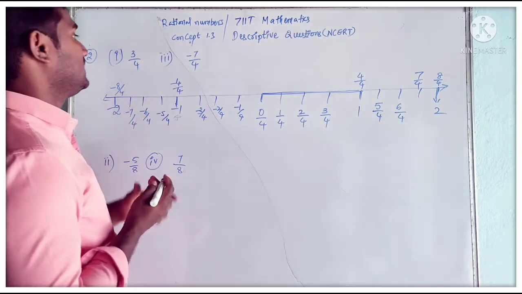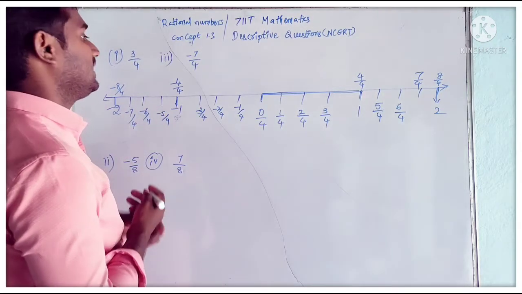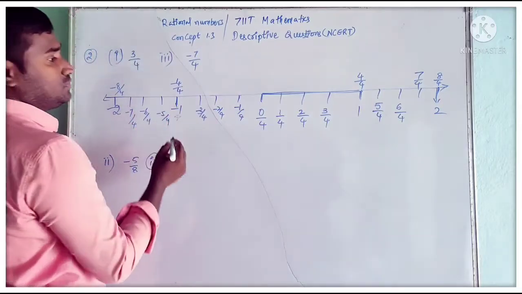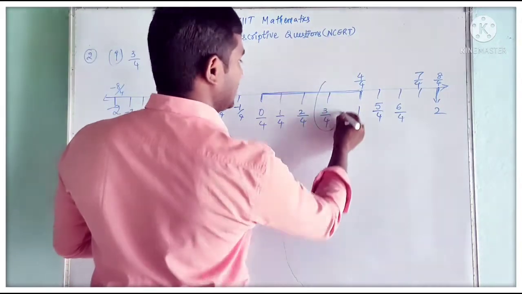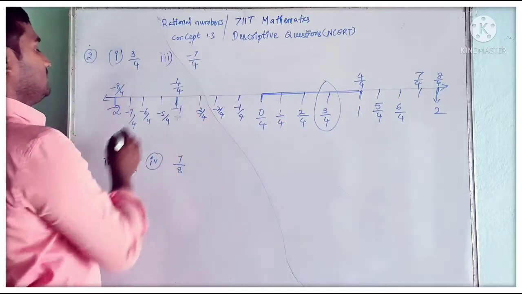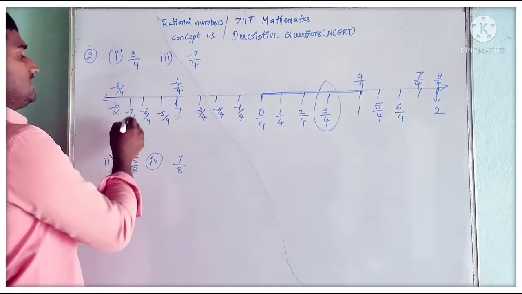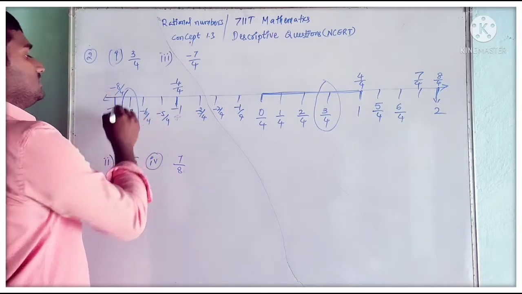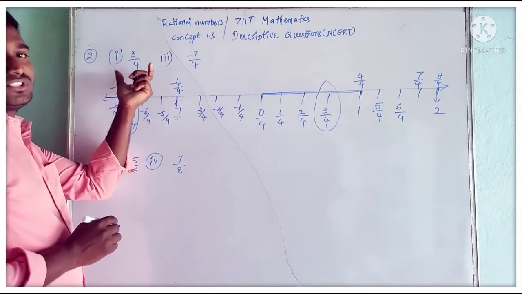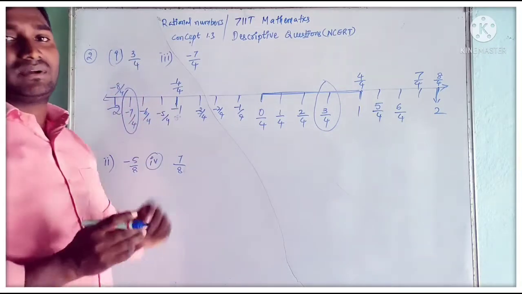So do we get the required rational numbers on the number line? Let us check. 3 by 4: do we have it? Yes, 3 by 4 we have on the number line. And minus 7 by 4: where is minus 7 by 4 on the number line? Here. So these two we can represent on the same number line.